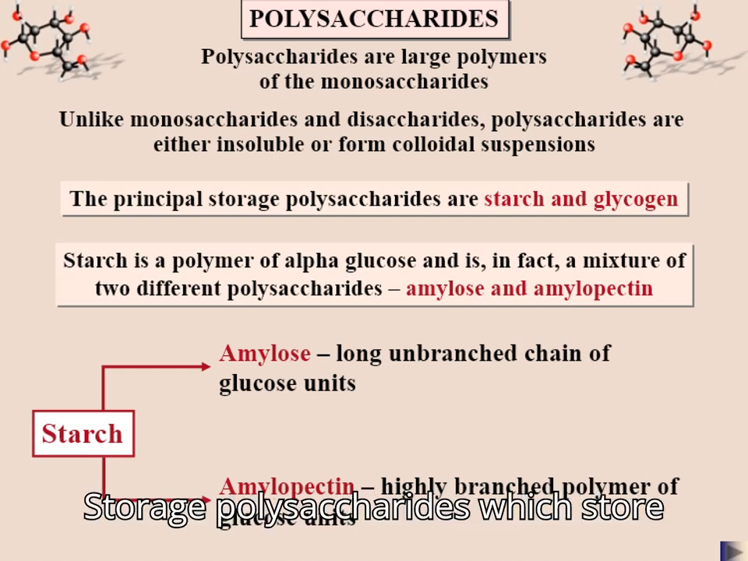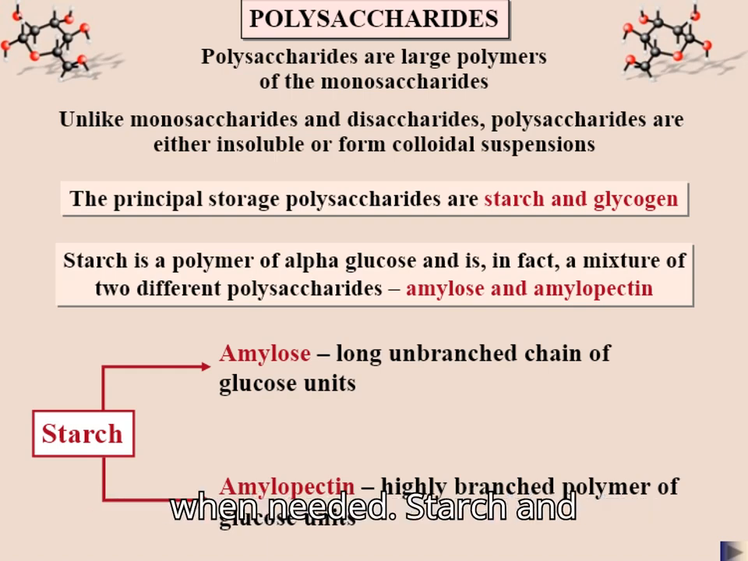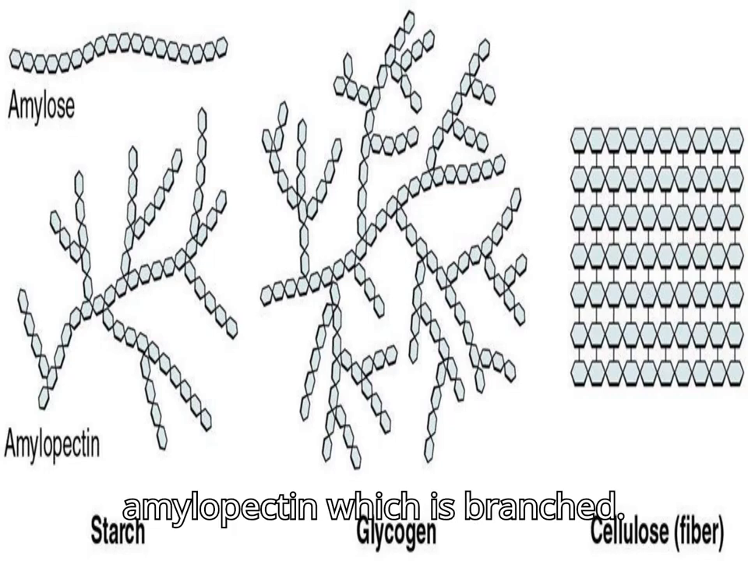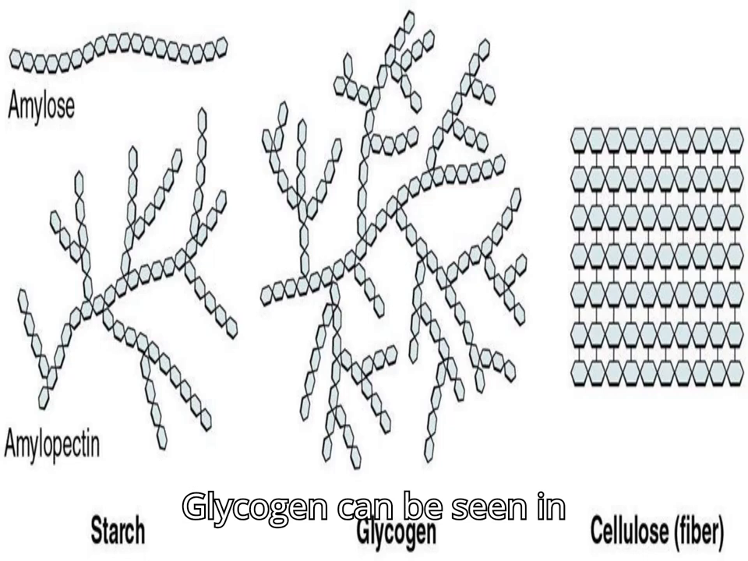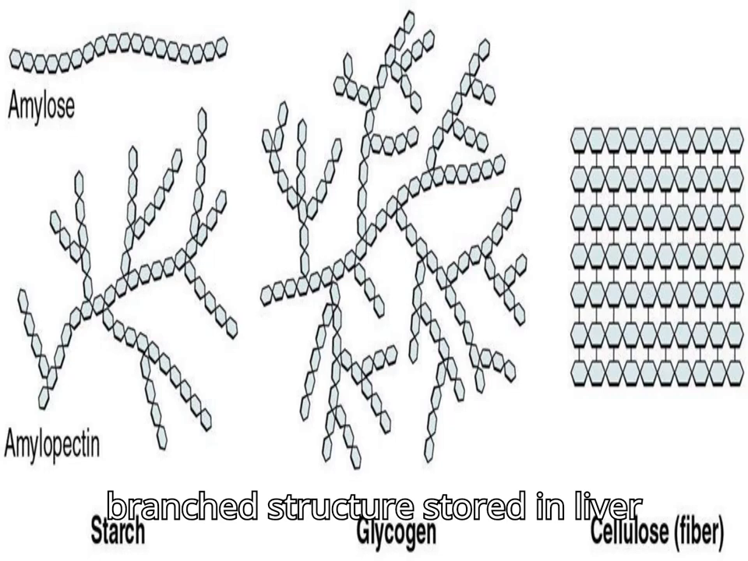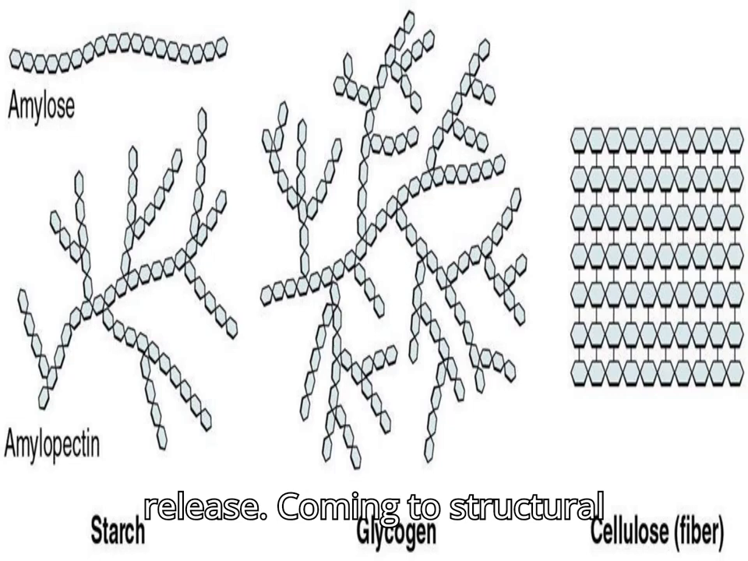There are different types of polysaccharides. Storage polysaccharides, which store energy that can be broken down when needed. Starch and glycogen are storage polysaccharides. Starch, which can be seen in plants, is made of amylose, which is unbranched, and amylopectin, which is branched. Glycogen can be seen in animals, which is a highly branched structure stored in liver and muscles for quick energy release.